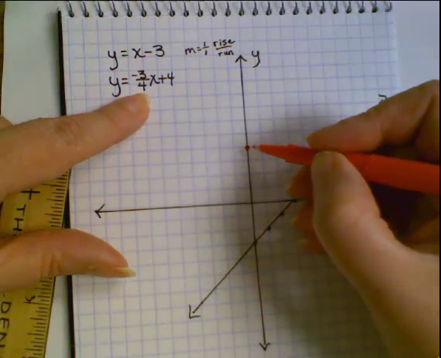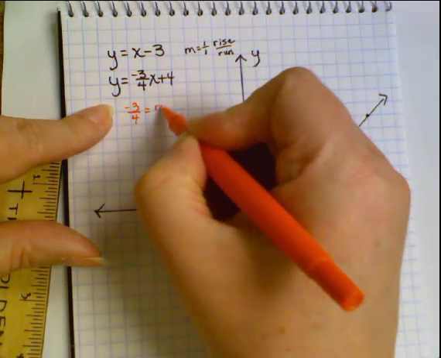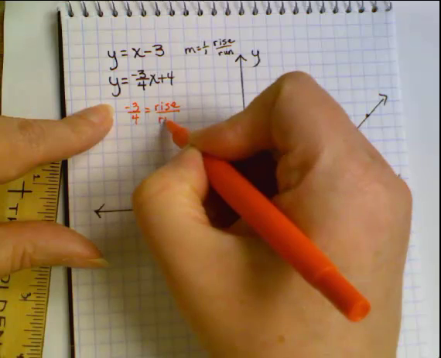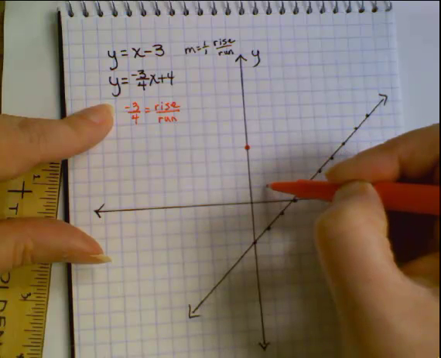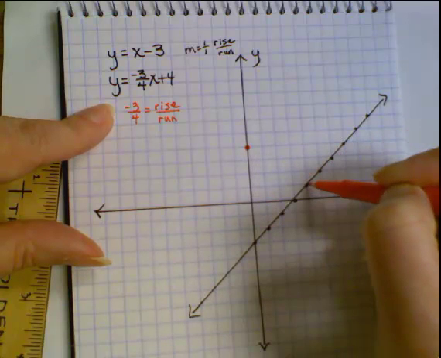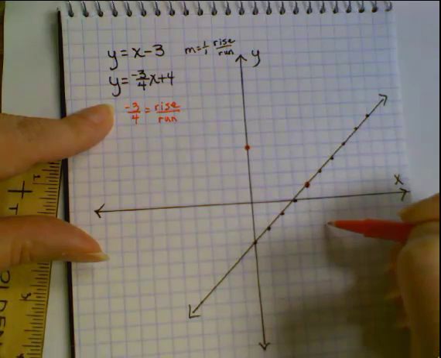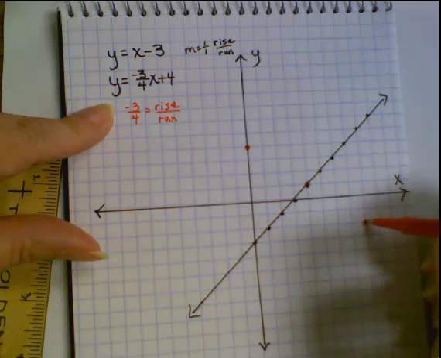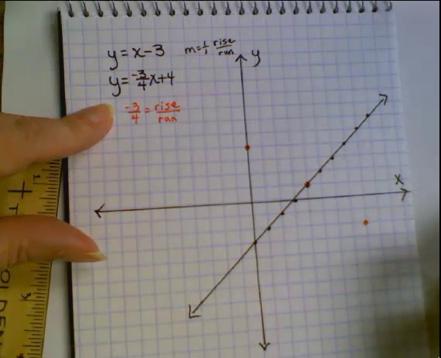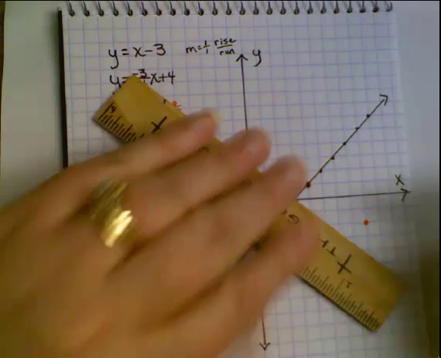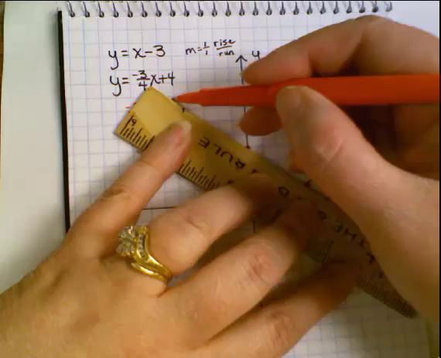Then I'm going to count my slope. Again, in this case, my slope is -3/4, and that's rise over run. So that means I'm going to go down 3 units, over 4, down 3 units, over 4, and I've run out of room on the graph. So I'm going to connect these 3 points and draw my line.